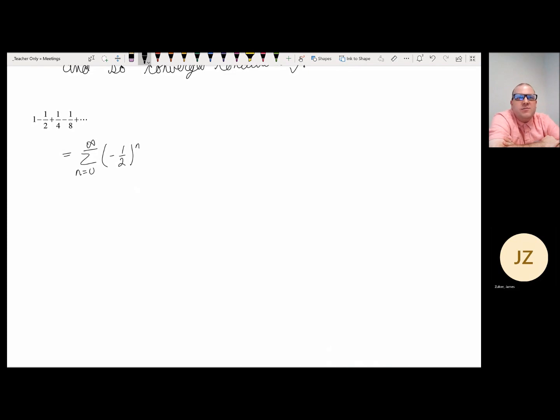Which clearly converges, why? What kind of series is it? And so what type of series has form r to the n? Geometric. This is a geometric series. It converges. Question is, is it absolutely convergent?